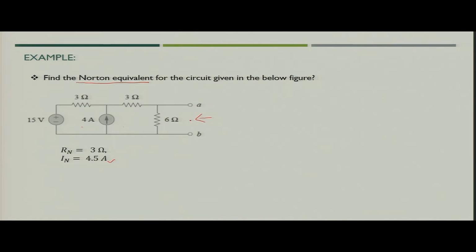So, what we have to do? We have to short circuit the voltage source. So, what we will get? We will get a circuit like this. So, this is 3 ohm, this would be open circuited because the current source would be open circuited. Then you have 6 ohm, this is 3 ohm, and this is the terminal A and B.